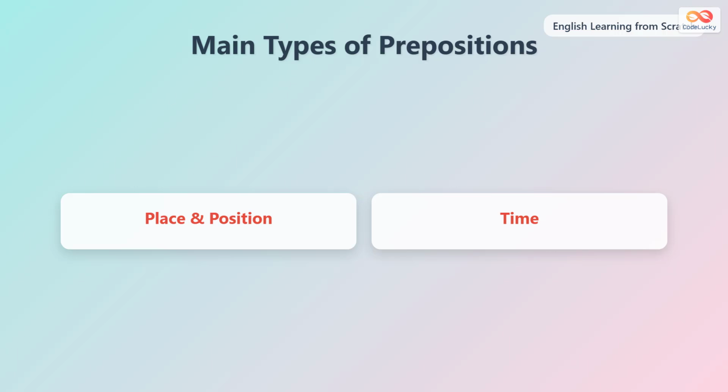Prepositions mainly fall into two big categories. Place and position prepositions tell us where something is located. Time prepositions tell us when something happens. These two types cover most everyday usage in English sentences.